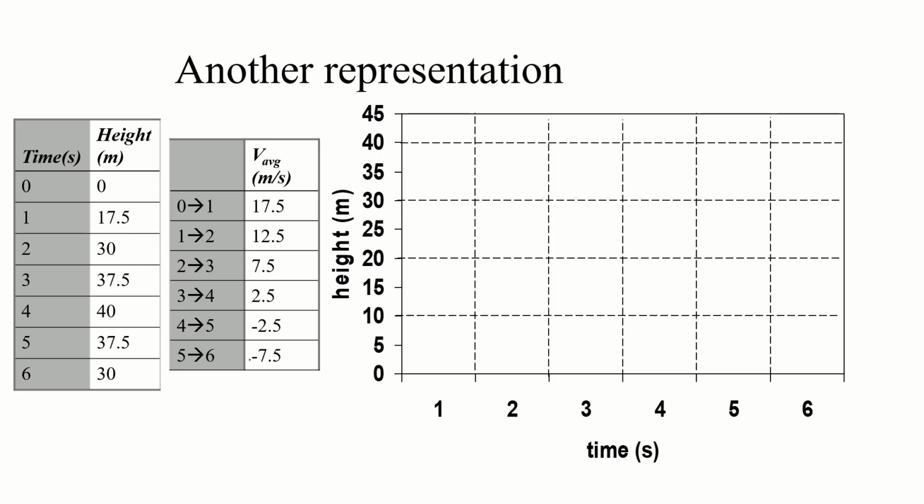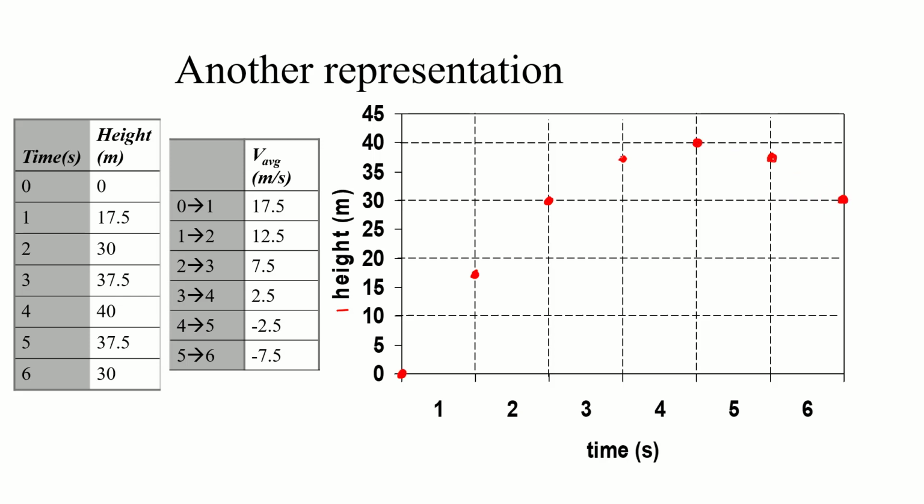Well, on the vertical axis we have the height, which is our position, and we have time. So at 0 seconds, we're at 0 meters, so we have a data point there. After 1 second, we're up at 17.5, so somewhere like this. 2 seconds, we're up at 30. After 3 seconds, we're at 37.5, so somewhere here. After 4 seconds, we're at 40, somewhere here. After 5 seconds, we're at 37.5 again. And after 6 seconds, we're back down at 30. So that's what our data points look like, right?